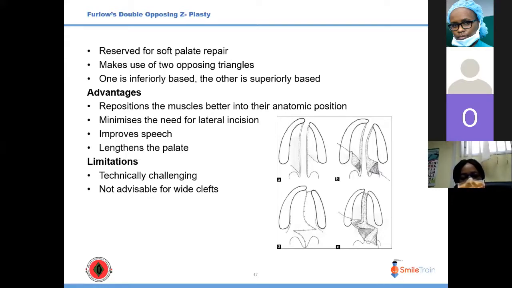Well, it may be technically challenging because suturing this mucosa and the other one may be a bit difficult. And at times you may need to make a small longitudinal incision posterior to the mandibula, so that you'll be able to move the flaps so that they can close at the middle.